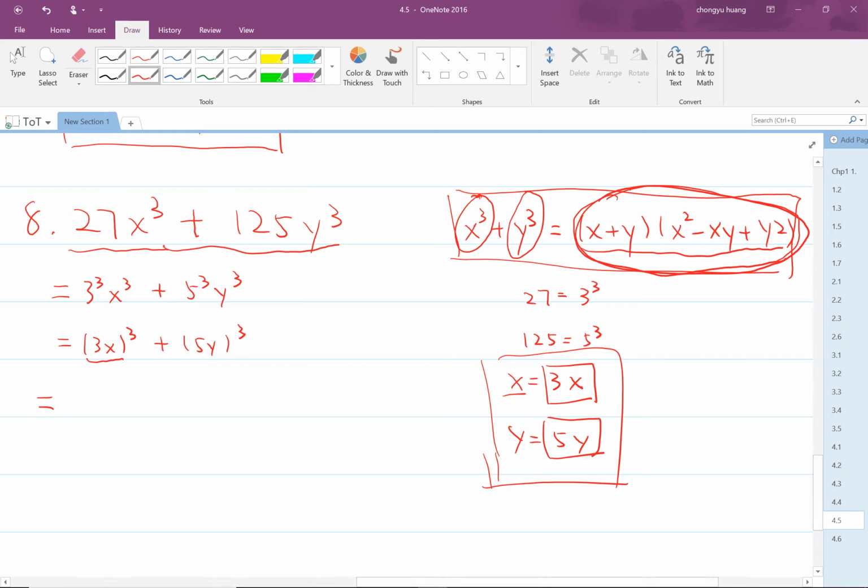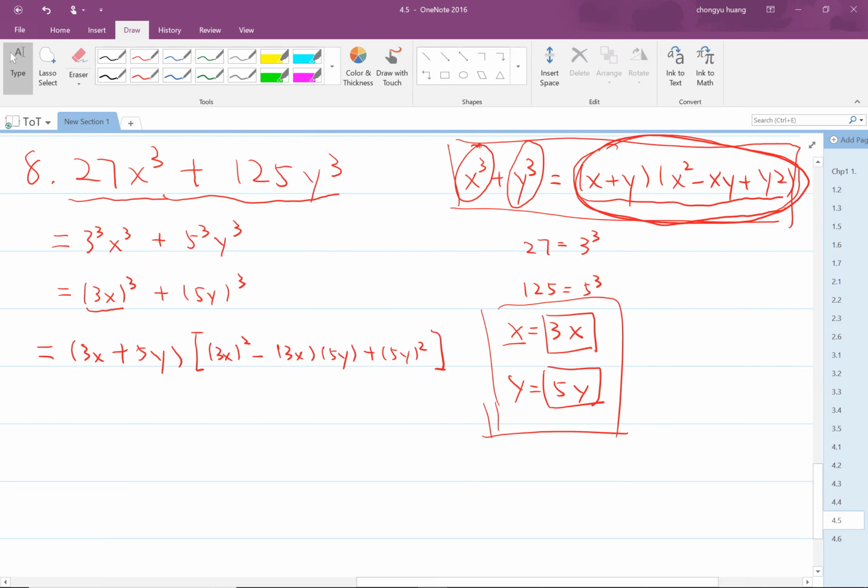Now it's time for you to plug in the numbers. We have x, so x is simply 3x. You write down 3x, and then we have a plus y. y is simply 5y. After that we have x squared, so you write down (3x) squared. Then you have a negative x multiplied by y, so it's 3x multiplied by 5y. And the last thing is y squared, which means (5y) squared.